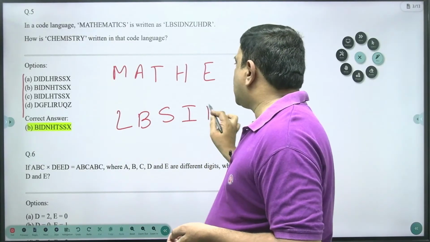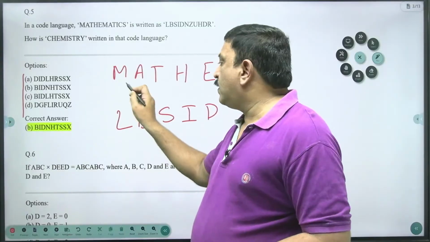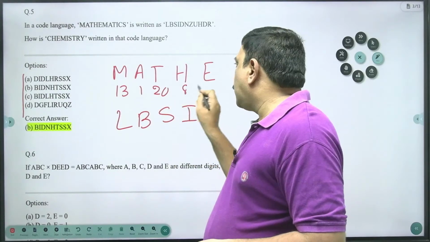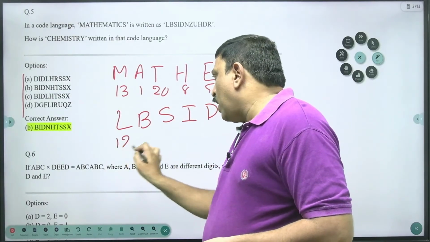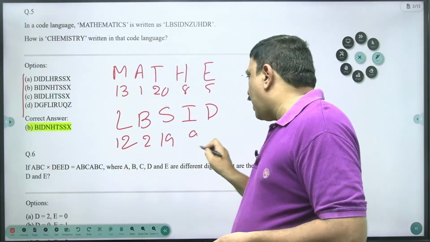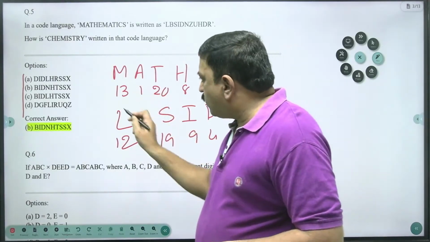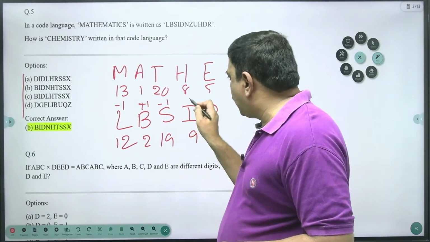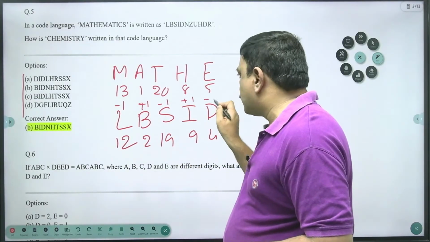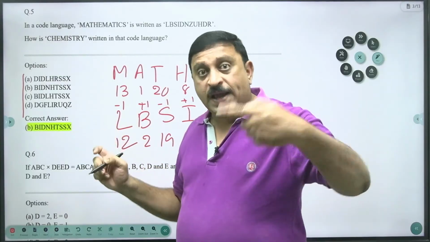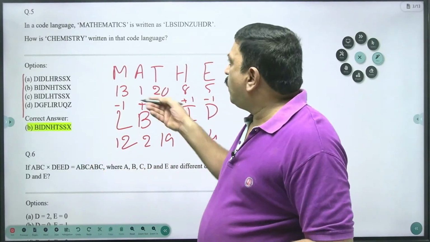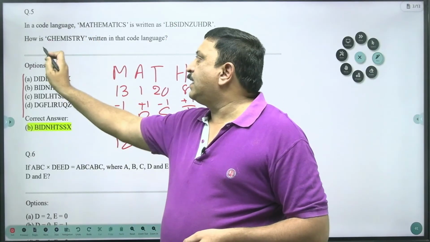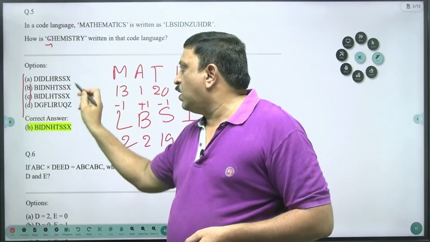Just observe. The position of M in the alphabets is 13, 1, 20, 8 and 5. And L is 12, 2, 19, 9 and 4. Just observe, 13 to 12 means minus 1, 1 to 2 means plus 1, 20 minus 1 is 19, 8 plus 1, and next this is minus. So it is a case of minus 1 plus 1 logic. So directly we can say minus 1 for chemistry, C minus 1 is B. So no doubt these two are wrong.